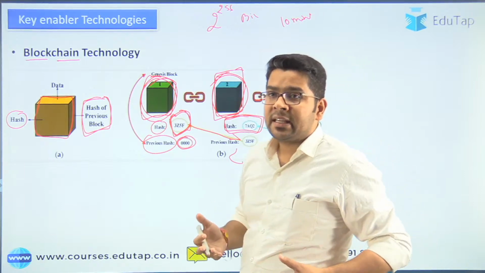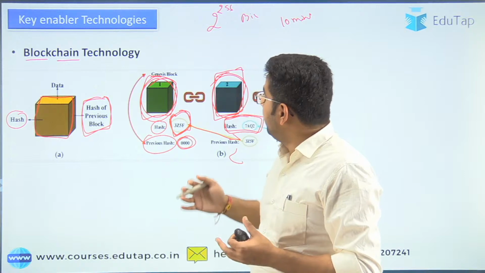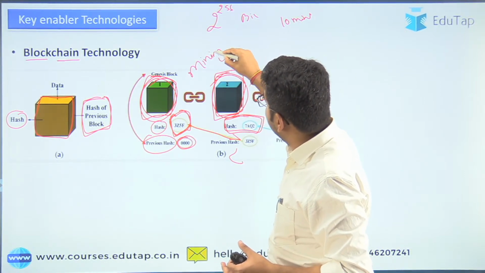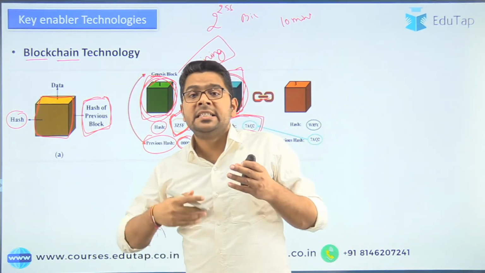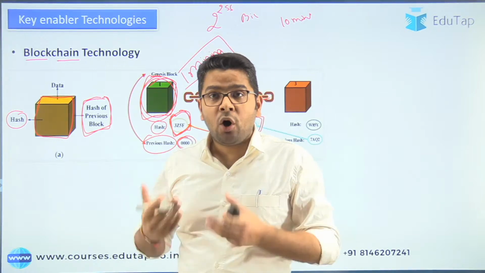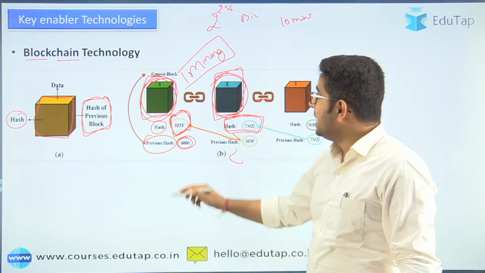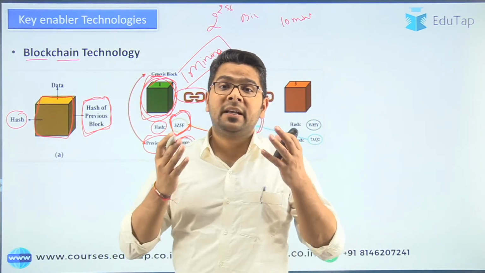Now, how will you create this block? Whenever a new block is created or new data is generated, how will you generate that block? Through the process of mining. Miners are the people who are involved in generating the data or the blocks. Okay, and guys, how has this block been created? This block is created only after solving a mathematical problem.